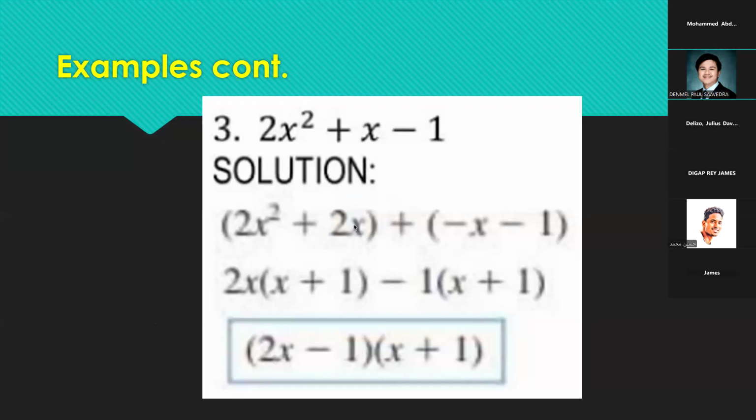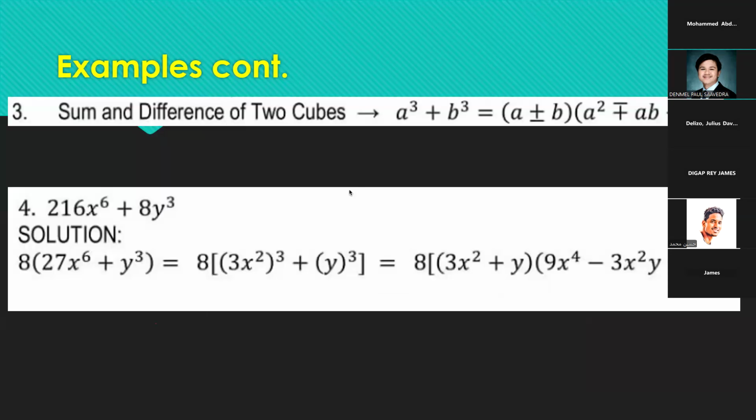So was I able to answer your question, Mohammed? Yes, yes, yes. Thank you. Okay. So this one, you cannot really master just by understanding our lesson for today. This needs a lot of practice. You have to hone your skill in factoring, in finding ways to come up with two expressions just like this.